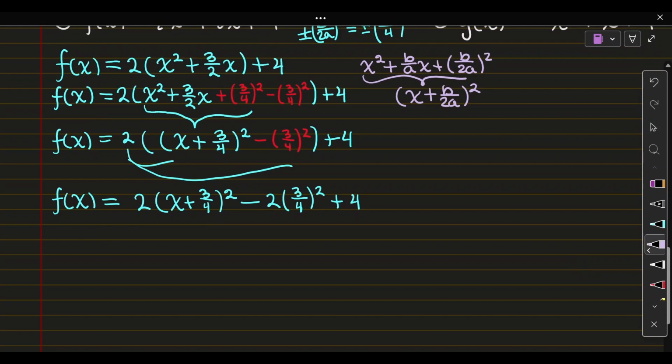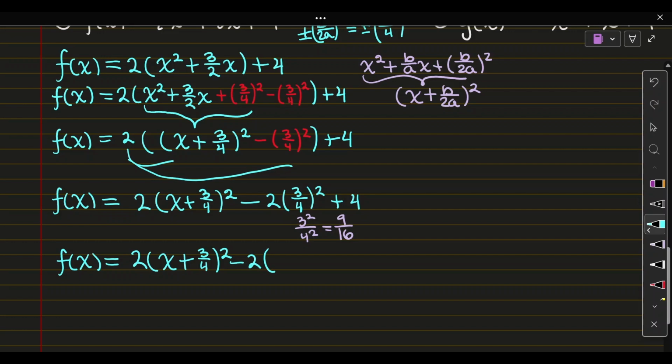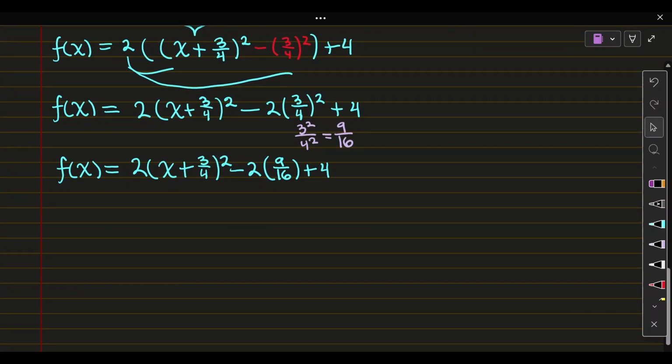Well, 3 over 4 squared is the same as 3 squared over 4 squared, which is 9 over 16. So let me go ahead and rewrite my equation here. It's going to be f of x equals 2 times x plus 3 over 4 squared minus 2 times 9 over 16 plus 4. Now I can go ahead and distribute this 2, and it'll cancel with this 16 and leave me with 8. So I'll have f of x equals 2 times x plus 3 over 4 squared minus 9 over 8 plus 4.